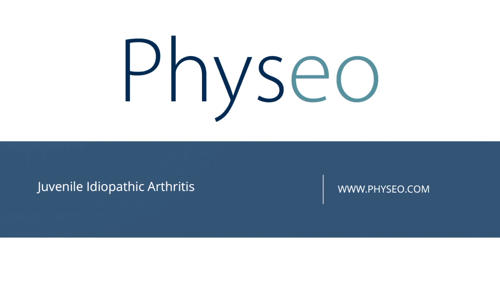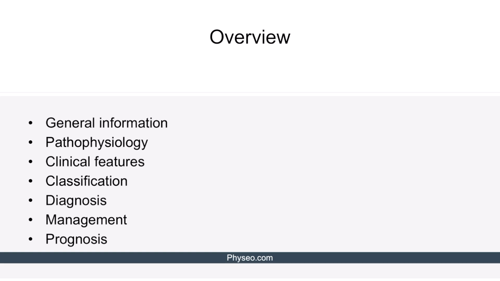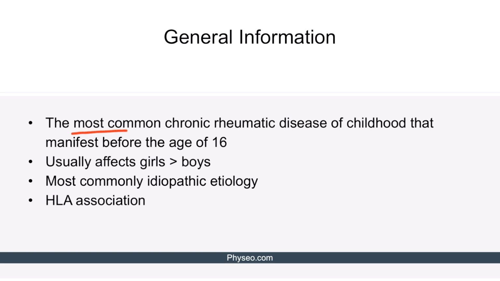Let's get started. Here is a list of topics we'll be discussing for juvenile idiopathic arthritis. Let's start with talking about some general information. Juvenile idiopathic arthritis is the most common chronic rheumatic disease of childhood that manifests before the age of 16. It usually affects girls more than boys.